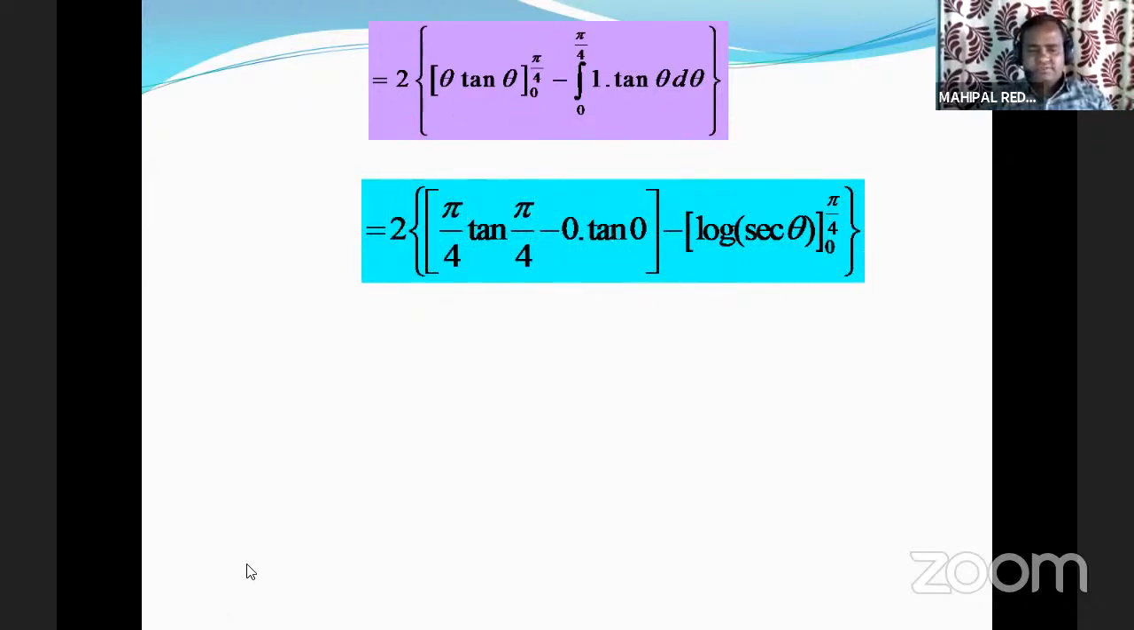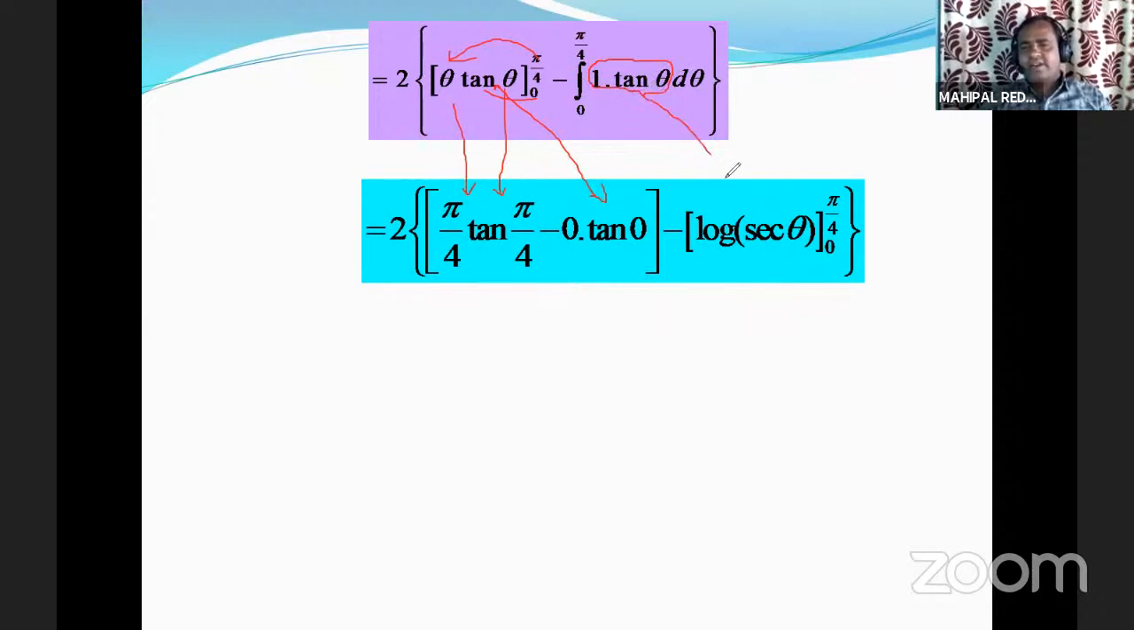Now in the first term, substitute theta value pi by 4. It becomes pi by 4 into tan pi by 4. First theta into tan theta: substitute the upper limit pi by 4 into tan pi by 4, and substitute the lower limit, it becomes 0 into tan 0. 0 into tan 0 minus integration 0 to pi by 4 of 1 into tan theta, nothing but tan theta.